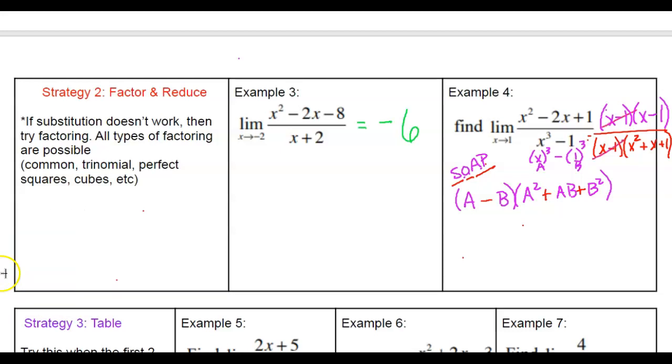So then these terms reduce, and I'm really looking at the limit as x approaches 1 of x minus 1 over x squared plus x plus 1, which is defined now. So 1 minus 1 is 0, and then 1 plus 1 plus 1 is 3. 0 can be on top. 0 is a good limit answer. 0 just cannot be in the denominator. Okay?